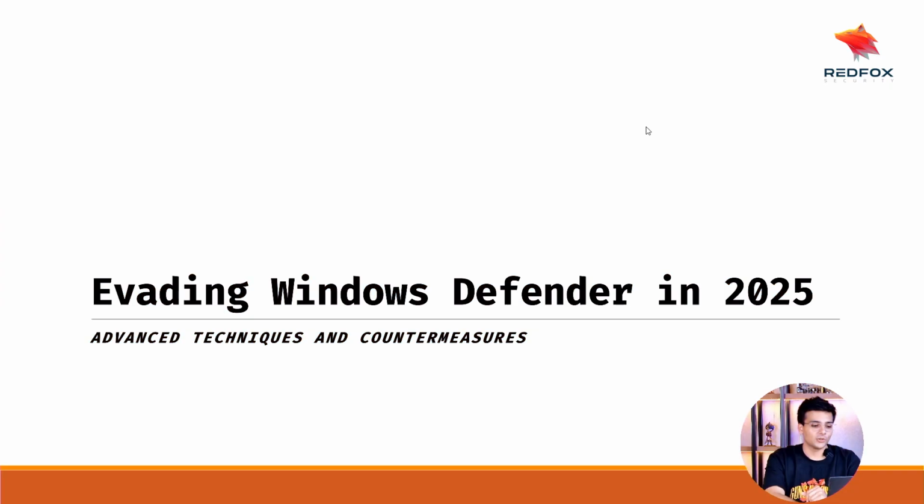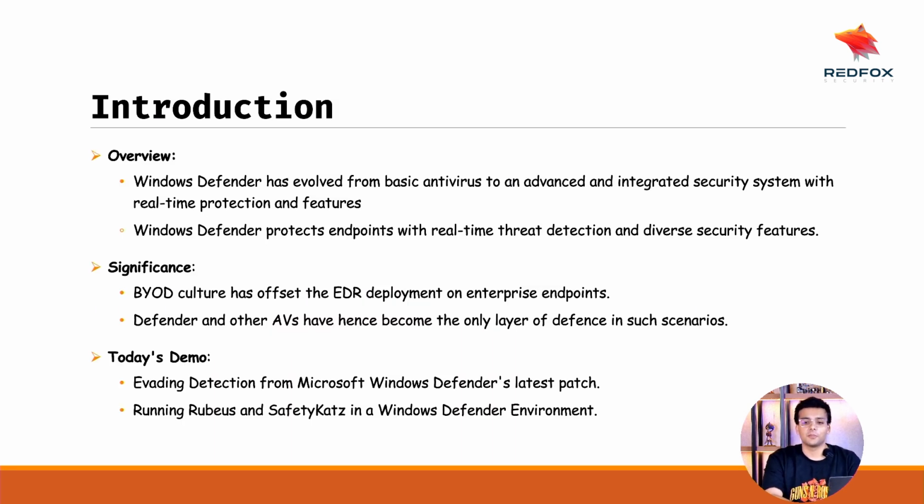So let's get to the slides, and I can show you the flow. The prime focus of this podcast is to evade Windows Defender. It has evolved from being just a static signature testing security system, and it has now become a suite of very advanced tooling which does amazing behavioral detection. It has AMSI integration, and it has now become a very advanced and integrated security system for Windows.